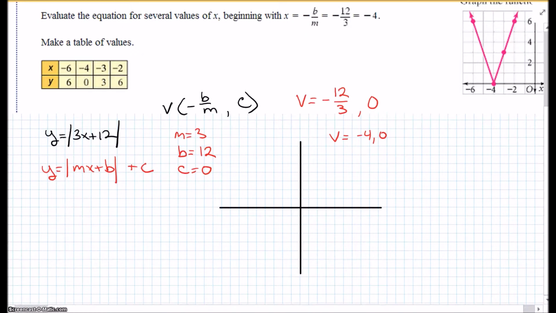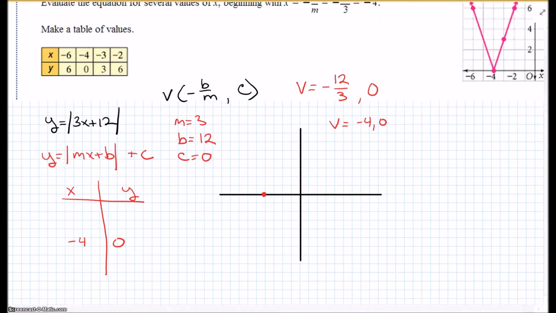So we know if we plotted an x and y graph right now, our vertex would be at x equals negative 4 and y equals 0. So we can plot this on a graph. Our y value is 0. So negative 4: 1, 2, 3, 4. Negative 4 is right there. Okay? Now, let's pick a number above negative 4 for x and a number below.